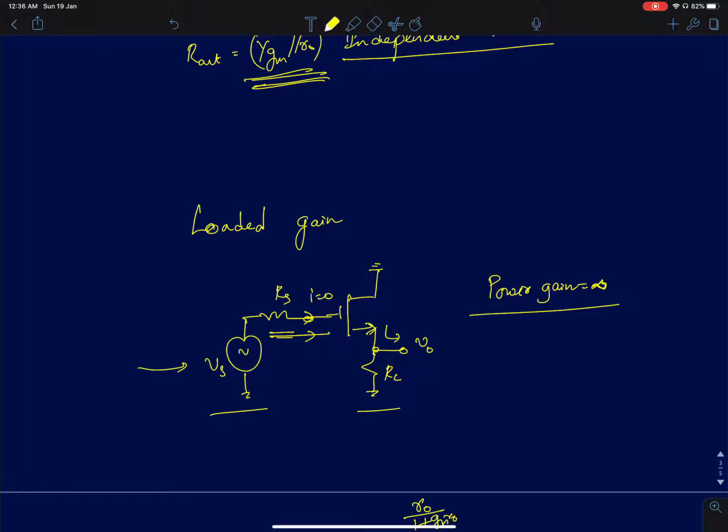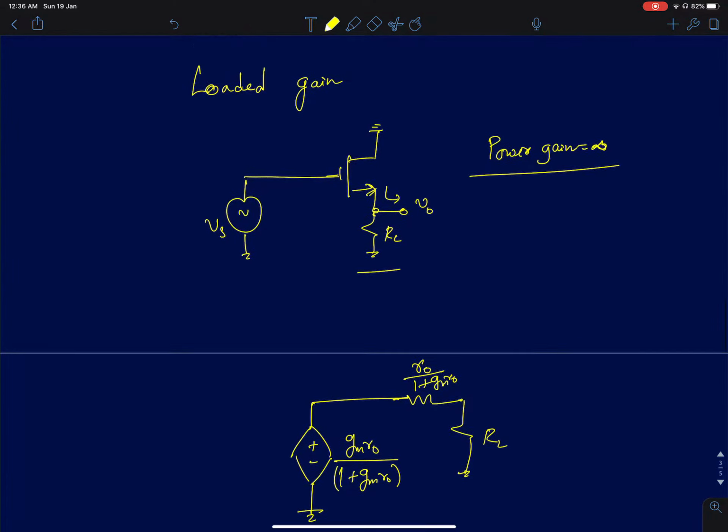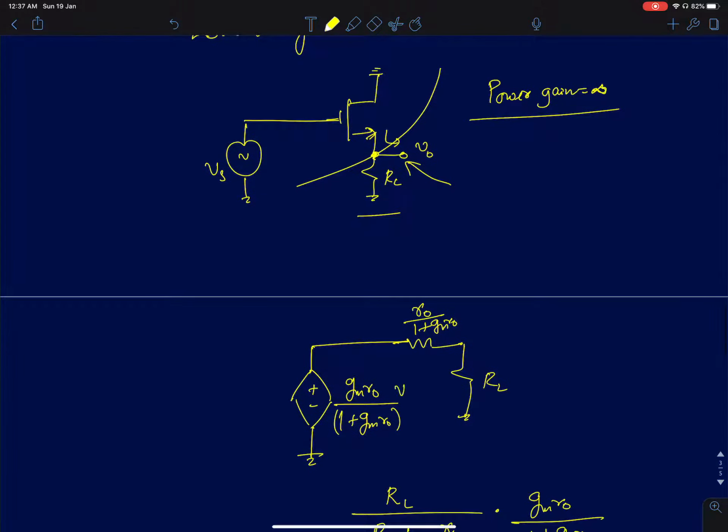Okay, so now to find the loaded gain, as I said, RS doesn't matter because the input current drawn is zero, so you can just directly short this. Now all you can do is simply find the Thevenin equivalent seen by RL in the presence of R naught. Now once you have R naught, the voltage gain will not be 1 anymore. It will be equal to intrinsic gain times Vs. That's what I've written here.